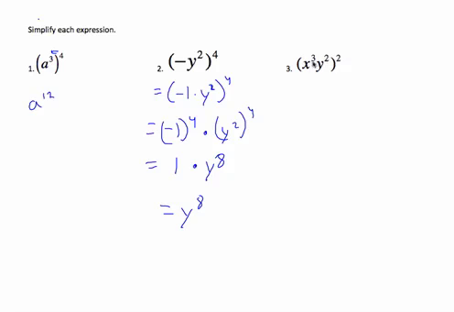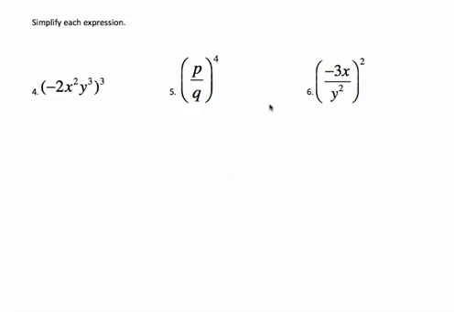Here, to exponentiate this to the power of 2, you need to multiply both these exponents by 2, and you get x to the power of 6, y to the power of 4. A few more examples. Here we're going to be exponentiating everything to the power of 3, but here's a common mistake. Some people forget to exponentiate this negative 2 here. So it's going to be negative 2 to the power of 3, x squared to the power of 3, y cubed to the power of 3.